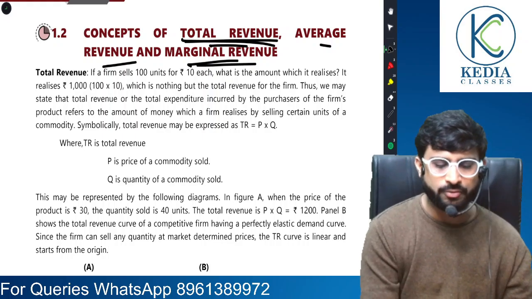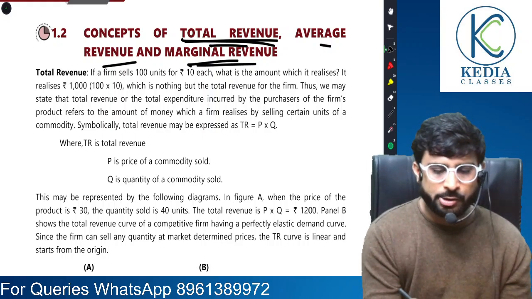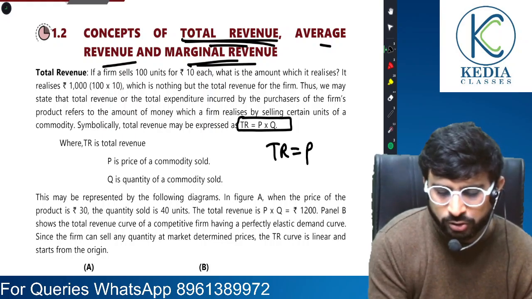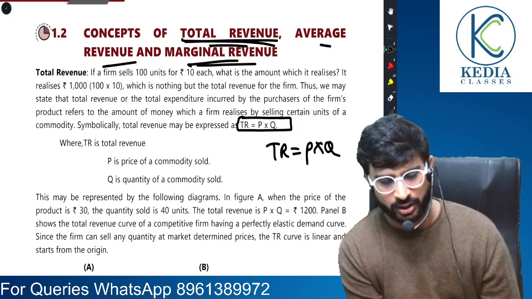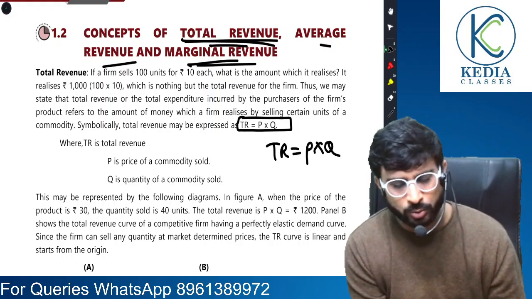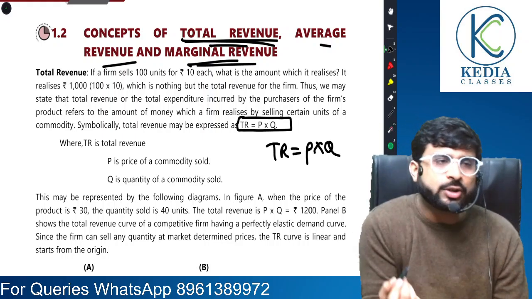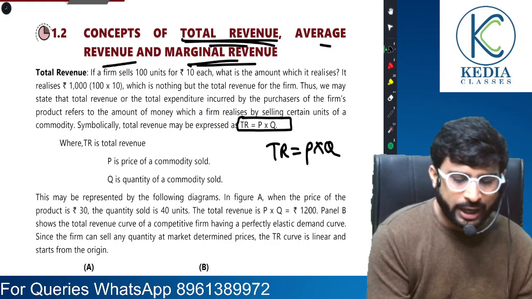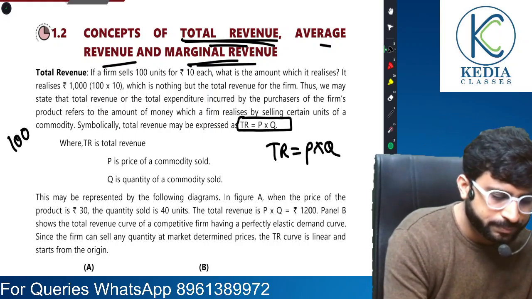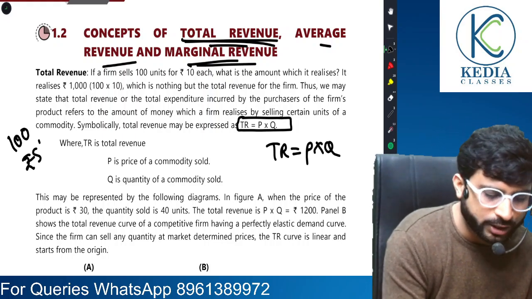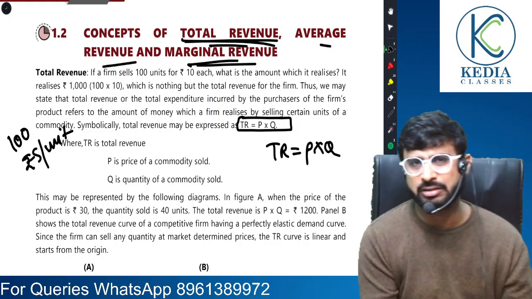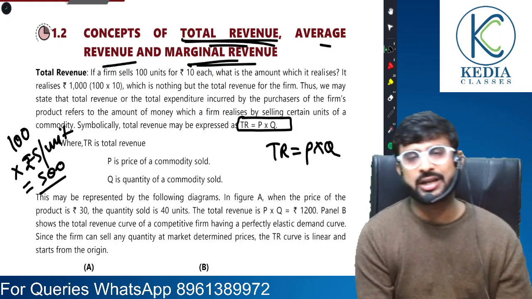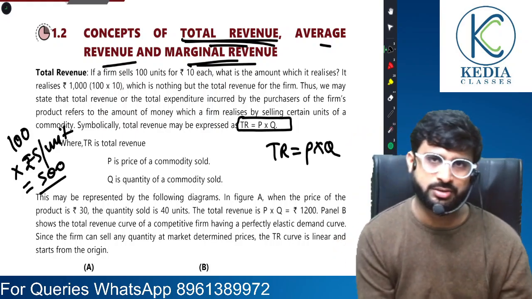Pay attention, friends. Total revenue is equal to price into quantity. Price of a product into quantity sold of a product. So you can say total revenue is nothing but total sales. Suppose I am selling 100 units at rupees 5 per unit of a product. My total revenue would be 500 rupees. That is exactly what the concept of total revenue tells us.